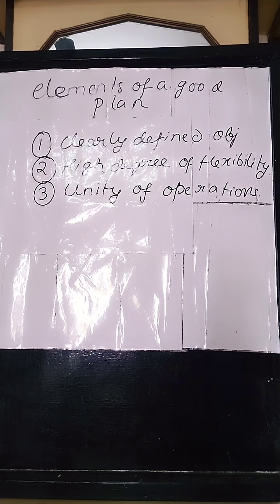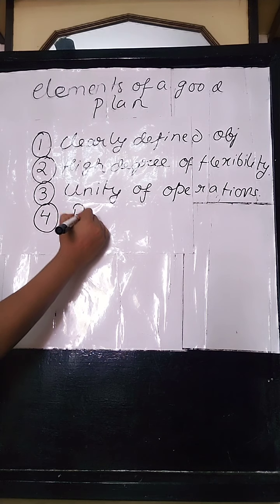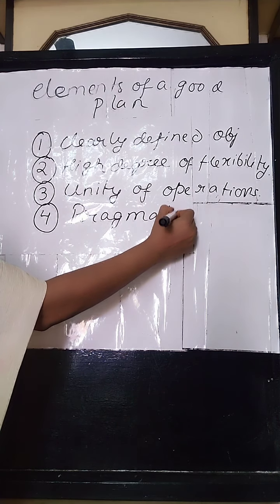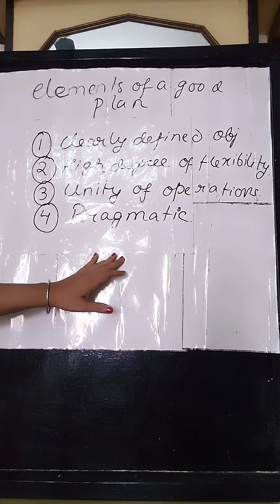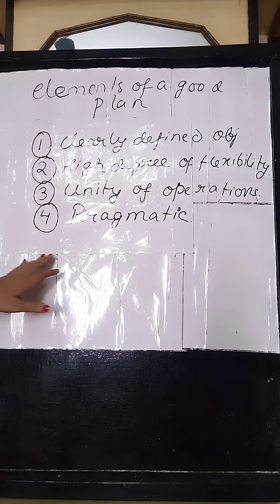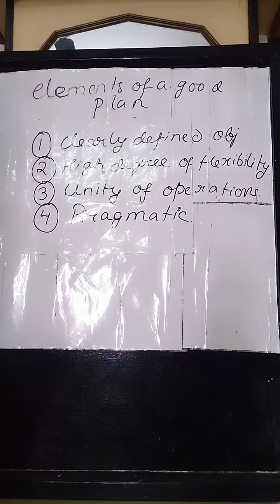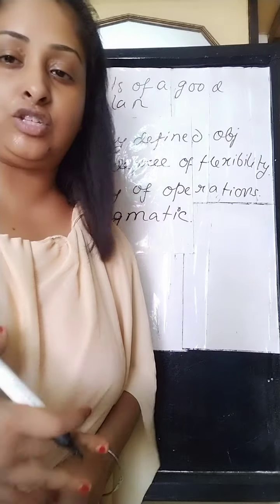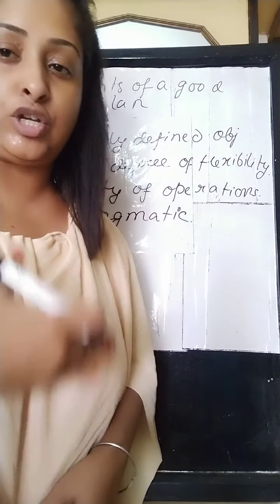Next point is pragmatic. The fourth point is pragmatic. These are new terms that you are learning. What is the meaning of pragmatic? A sound plan must be pragmatic. It means it should provide a proper analysis and classification of action. It should be rational, logical, appropriate and comprehensive in nature. That is the meaning of pragmatic. A good plan should be pragmatic in nature.